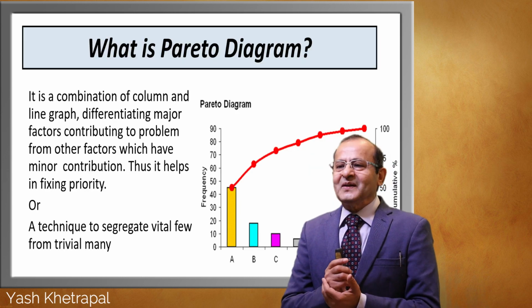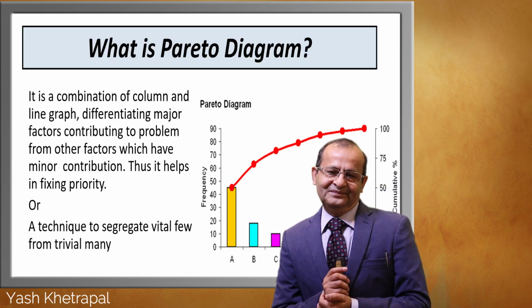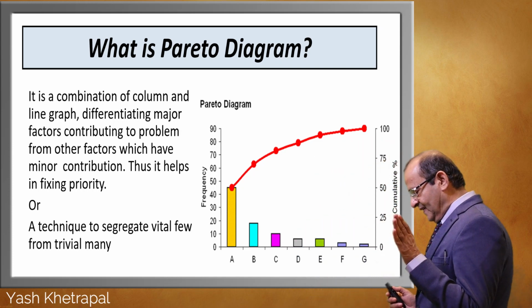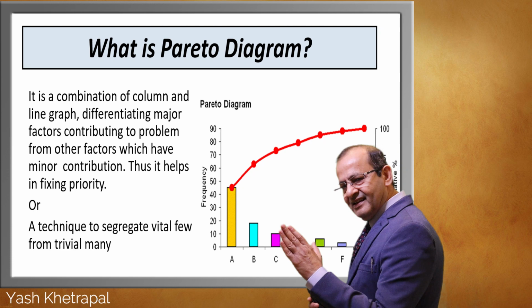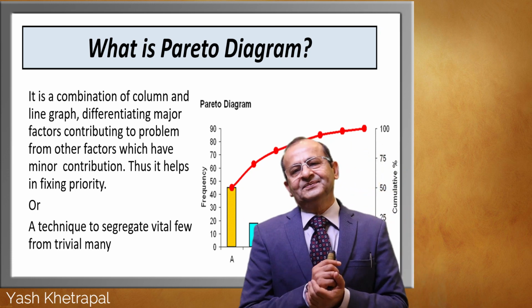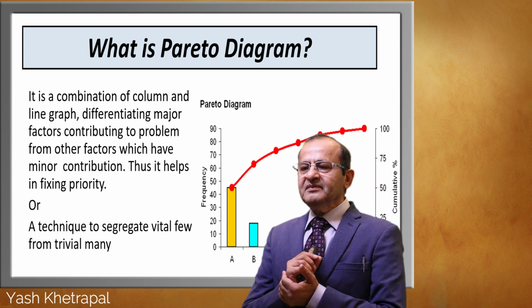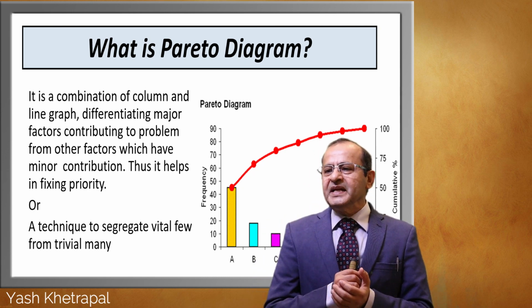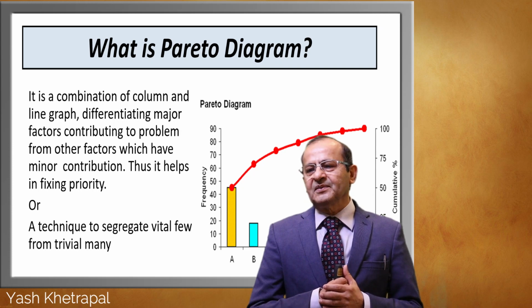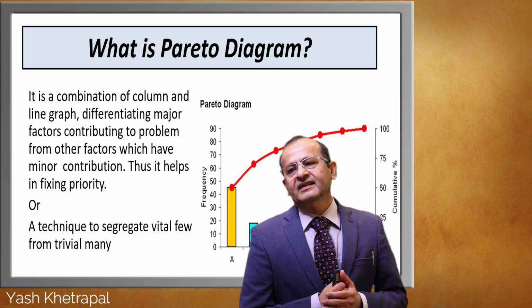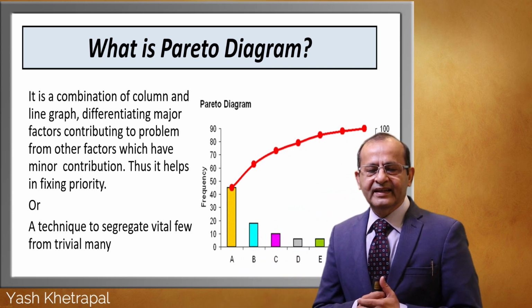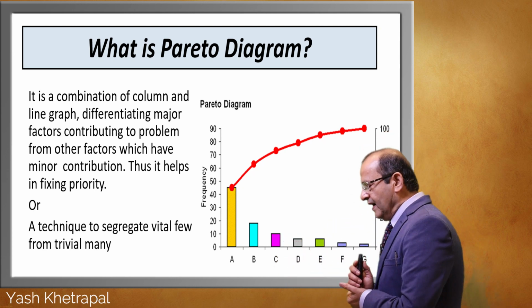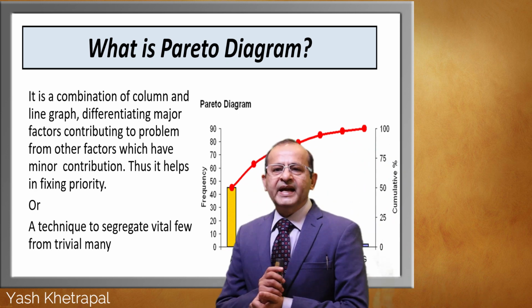What is a Pareto chart? It's a combination of column and line. In fact, there are two graphs in this, two graphs in a single graph. One is a bar chart and the other is a line graph. It's a composite chart, a combination of column and line graph, differentiating the major factors contributing to the problem from other factors which have less contribution. In simple terms, it's a technique to segregate the vital few from the trivial many.